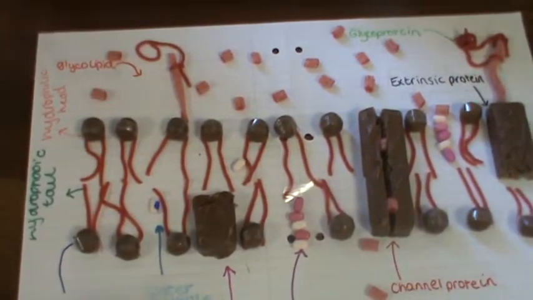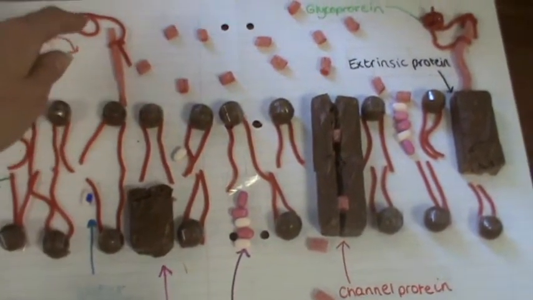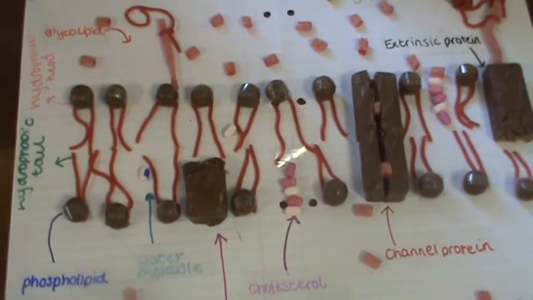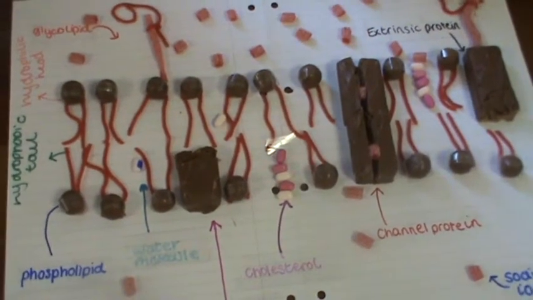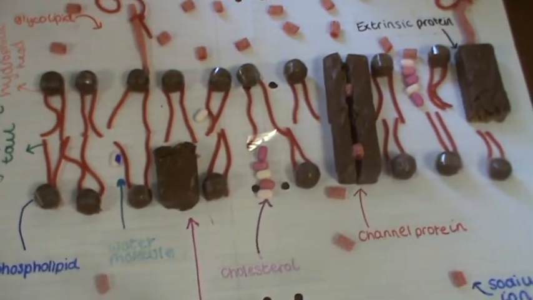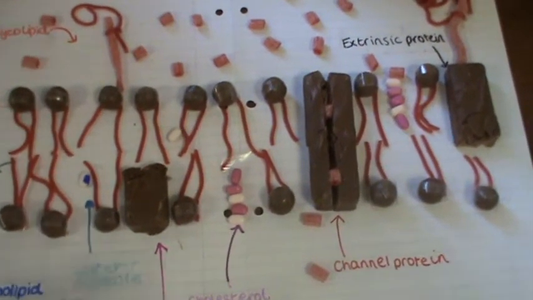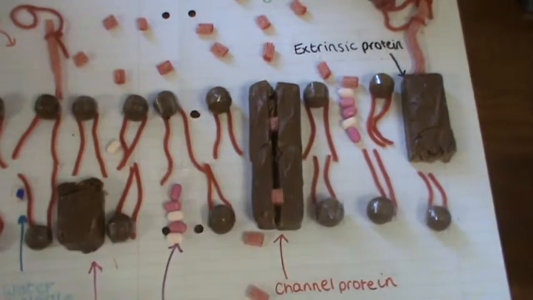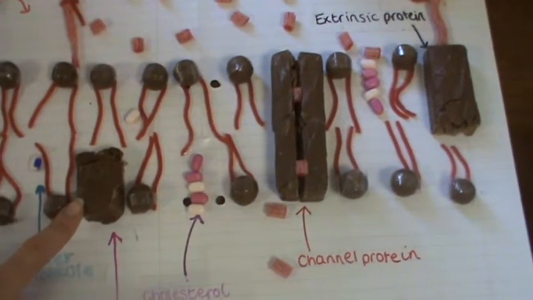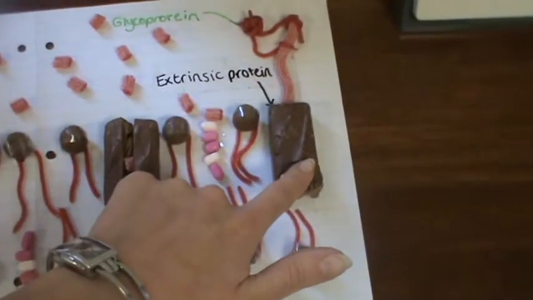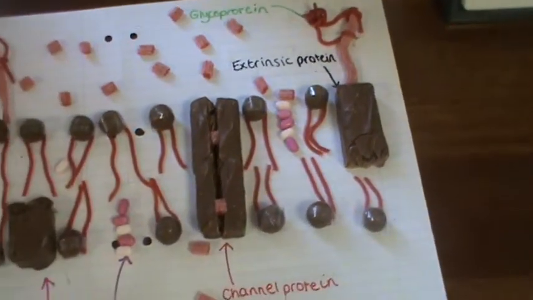We can also have simple diffusion, which is through the phospholipid bilayer down a concentration gradient. That's for polar molecules, for example water, but only because water is so small. Normally polar molecules actually have to go through channel proteins. We've got some extrinsic proteins which could be acting as enzymes, and an extrinsic protein here which could be acting as an antigen.